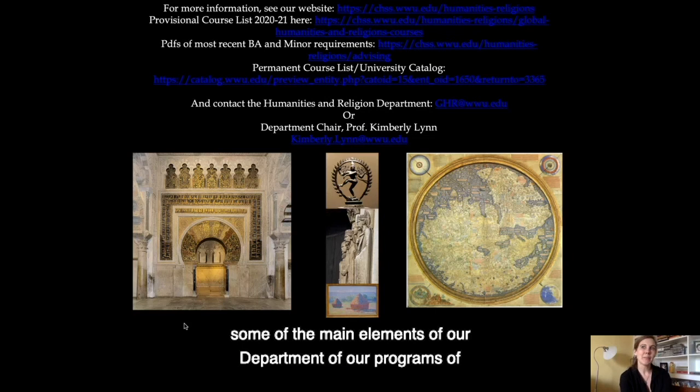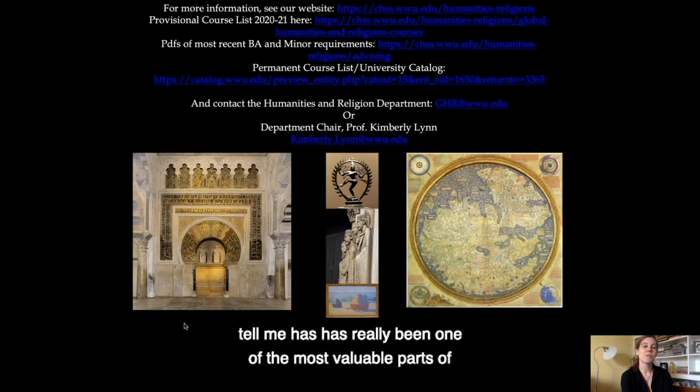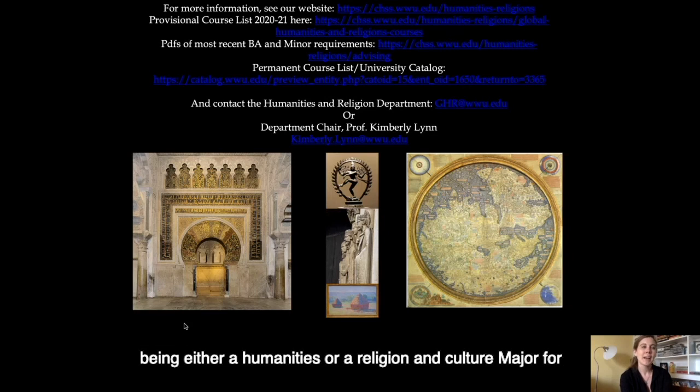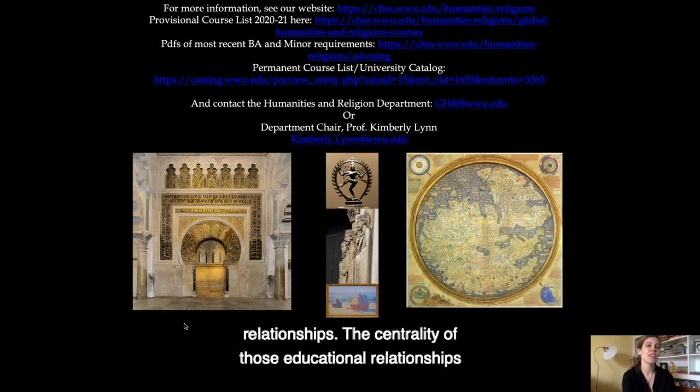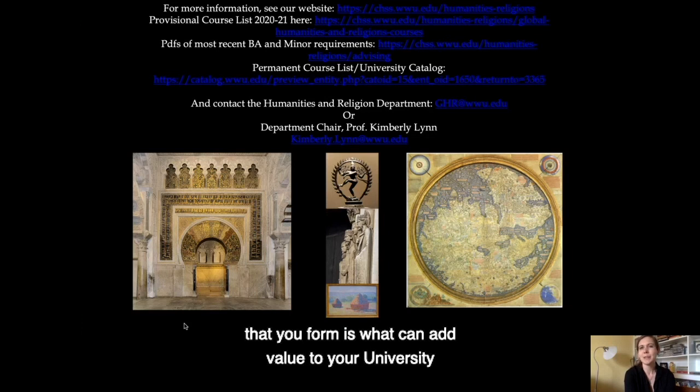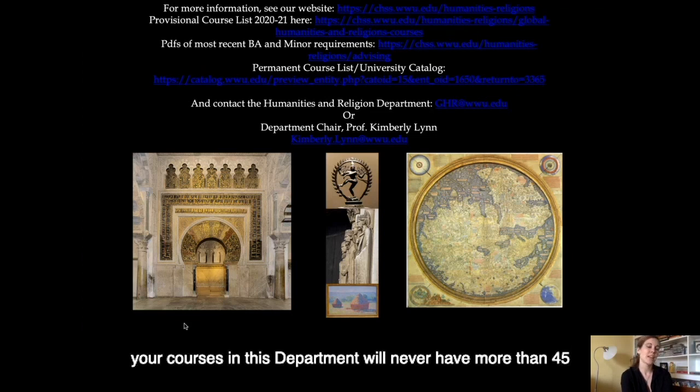I'd add that another aspect that students repeatedly tell me has really been one of the most valuable parts of being either a humanities or a religion and culture major for them is that this is a department that is relatively small, and so really puts an emphasis also on relationships. And the centrality of those educational relationships that you form is what can add value to your university experience. So what does this mean concretely? It means that your courses in this department will never have more than 45 students in them, and they'll frequently have 15 or 20 or 25.